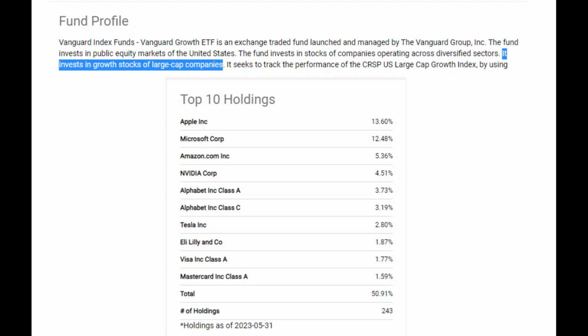I chose this ETF because it is one of the largest growth ETFs and is a representation of growth stocks in general, although it does pay a very small dividend. Okay, so let's load the charts.